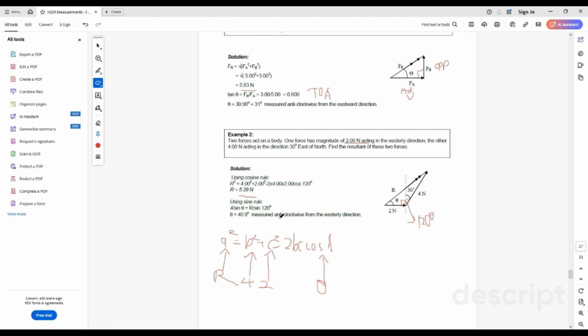And then we can use the sine rule, since the angle theta and 4 newtons are opposite to each other, this one and this one, and the resultant force and the 120 degrees are opposite to each other, we are then able to get this equation. And since we know R already, we can substitute to find the angle.